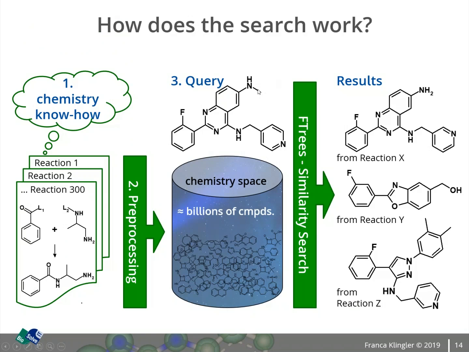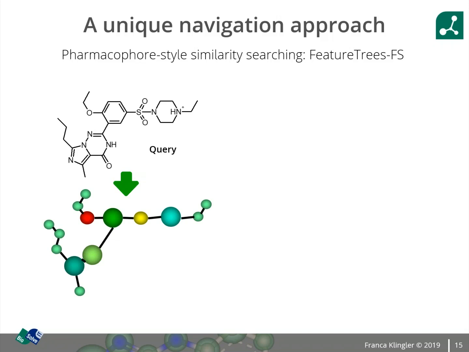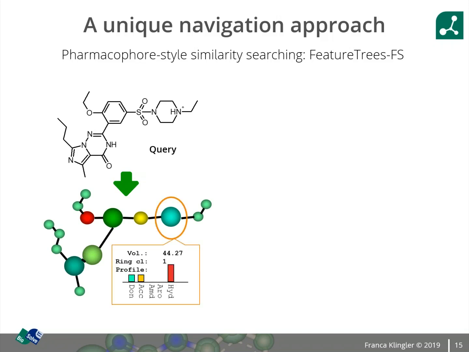But when I come with a query, how do I get my results back here and kind of according reaction information, how to make those compounds? We have a quite unique navigation approach for this. The algorithm behind it is called FeatureTrees. And FeatureTrees basically takes your query molecule that you submit to the space and translates it into such a tree of Pharmacophore nodes. And each of those nodes contains exact information about the Pharmacophore which is behind it.